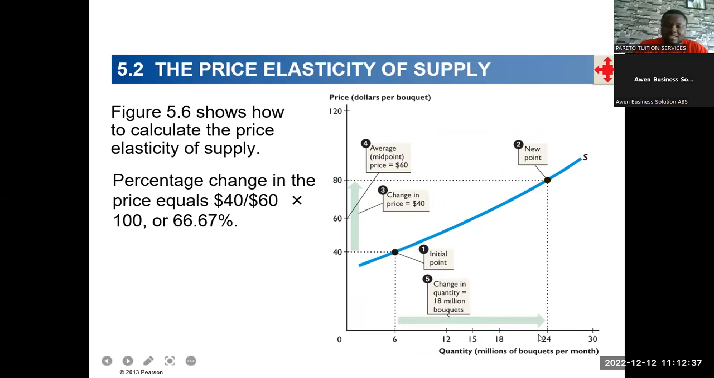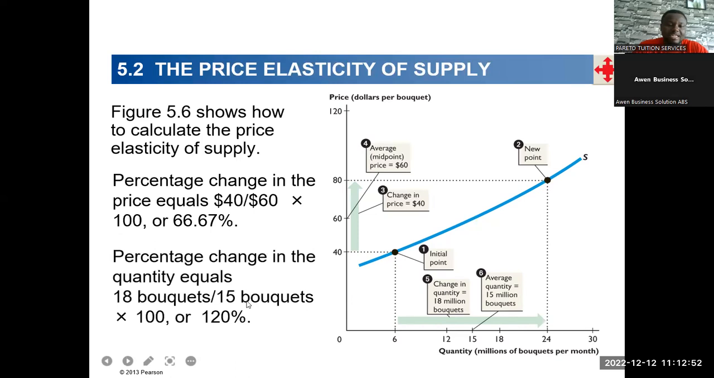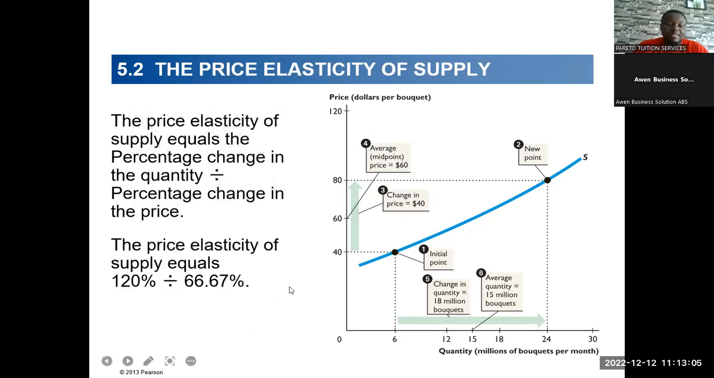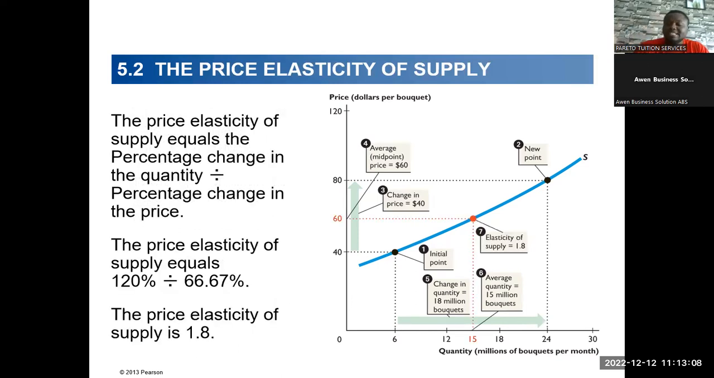So this is the percentage change in price. Let's go to quantity. The change will be 24 minus 6, which is 18. Then the average, 24 plus 6 is 30, divided by 2 will give us what? 15. So we'll have 18 over 15 times 100%. That will be 120%. So if you want to find the supply elasticity, 120 divided by 66.7%, that is giving us 1.8. 1.8 is greater than 1. So we have what? Elastic supply. Are we together? We have elastic.